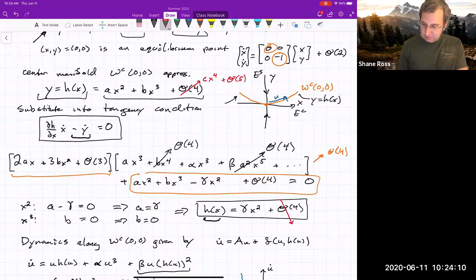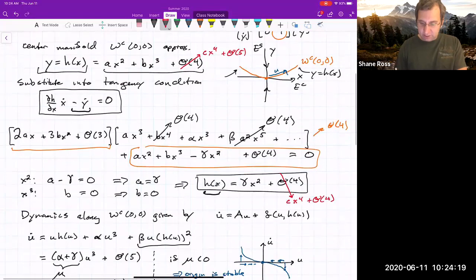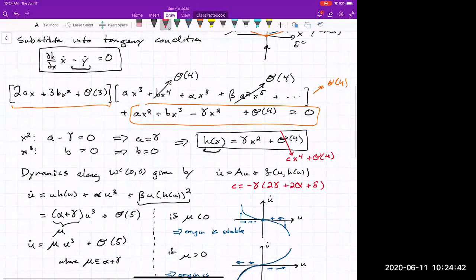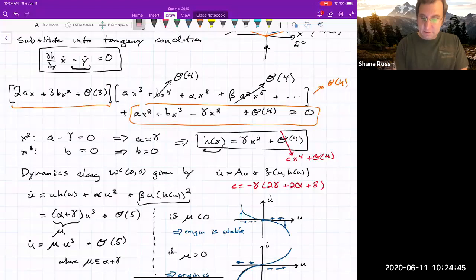becomes, well, I'll just for now call it c x to the 4th plus order 4, but we will have calculated what c is. C equals, and you could do this as an exercise if you want, negative gamma 2 gamma plus 2 alpha plus delta. So more terms get involved. Should that be c x to the 4th plus order 5? Yes. Yeah, it's always the next, it's just everything that's polynomial of that order or higher.